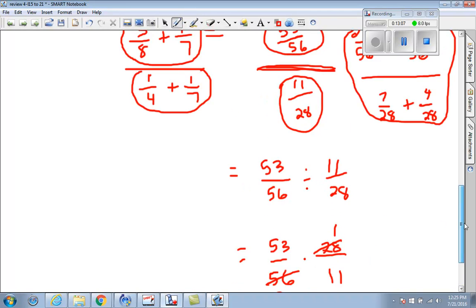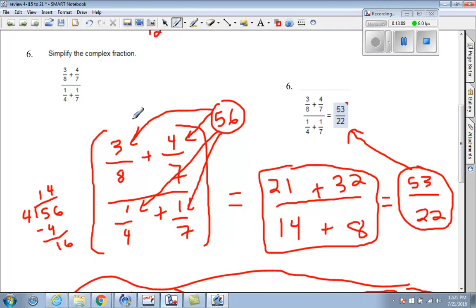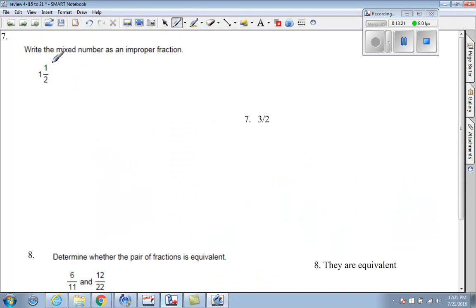So long story short, if you can sell yourself on how to find the LCD for all 4 denominators and send that through to arrive here, that's a shorter way. Okay, ate up a lot of time on the clock with that one, so let's keep moving on. Some of these are quickies though.